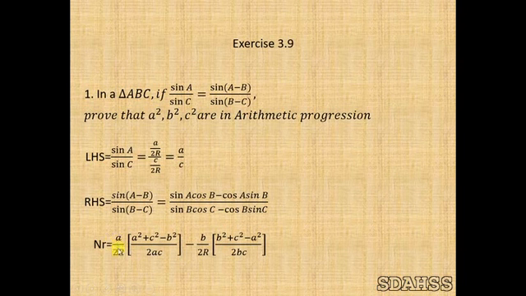Sin A is equal to a by 2R. You have to apply the sine formula, a by 2R into, in the place of cos B you have to apply the cosine formula, that is a square plus c square minus b square divided by 2ac, minus in the place of sin B apply b by 2R. In the place of cos A you have to apply b square plus c square minus a square divided by 2bc. Here a cancel, b cancel, remaining you have 1 by 2R.